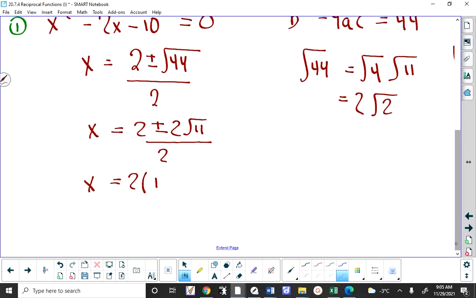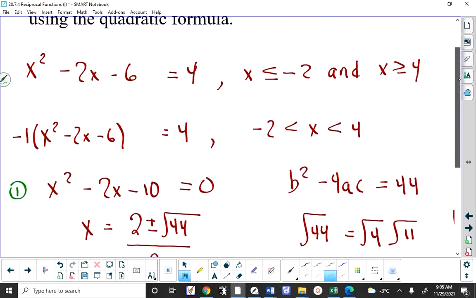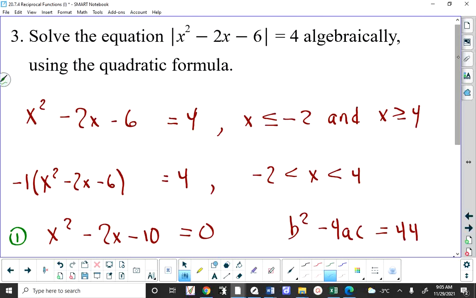I can factor a 2 out of the top so that I have a factor of 2 on the top and the bottom. My solutions to equation 1 are 1 plus or minus root 11. So if I go back and look at my domain here, and I didn't do it as a number line, but I certainly can.